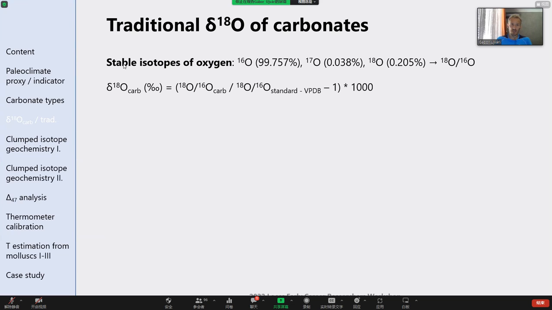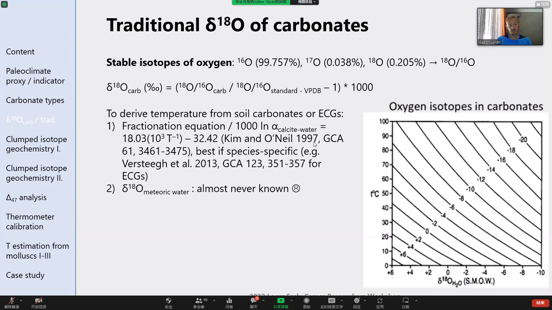Oxygen has three stable isotopes, 16O, 17O, and 18O. And we are actually mostly interested in the 18O/16O ratio, which is measured and expressed in the delta notation against the PDB standard. But how do we calculate temperature from the oxygen isotopic composition of these carbonates?